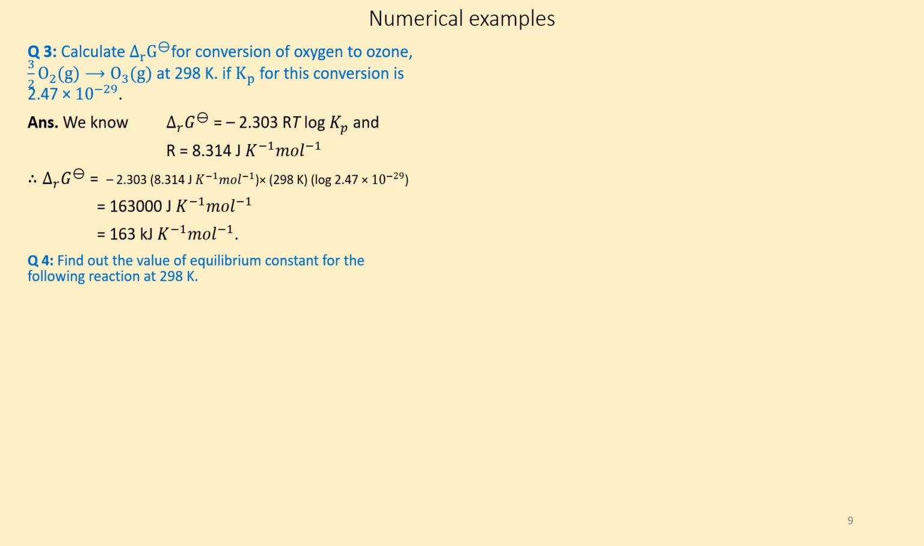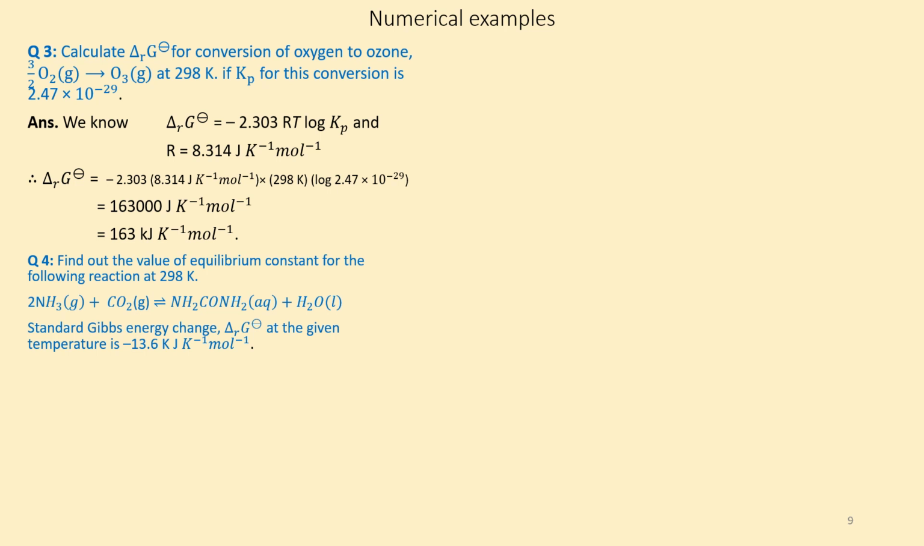Next question. Find out the value of equilibrium constant for the following reaction at 298 Kelvin. The given equation is 2NH3 gaseous plus CO2 gaseous, a reversible reaction, forms NH2CONH2 aqueous plus H2O liquid. Standard Gibbs energy change, delta rG naught, at the given temperature is minus 13.6 kilojoules per mole.